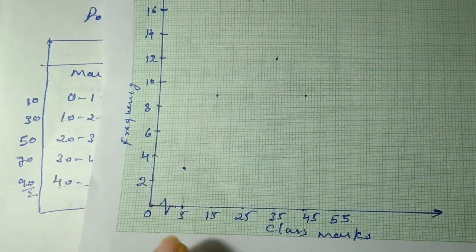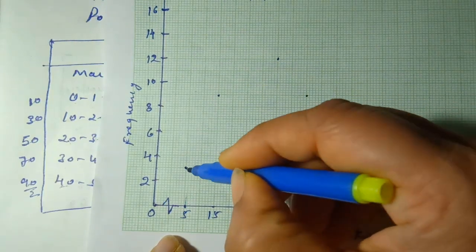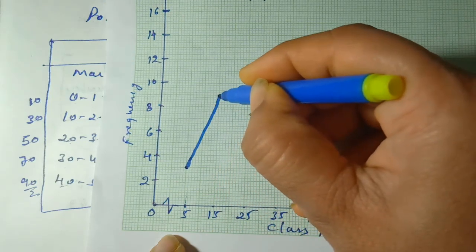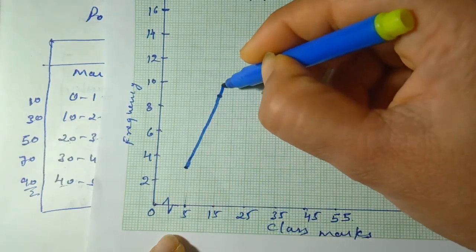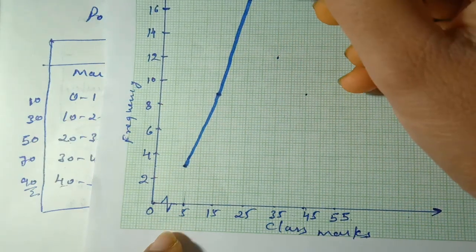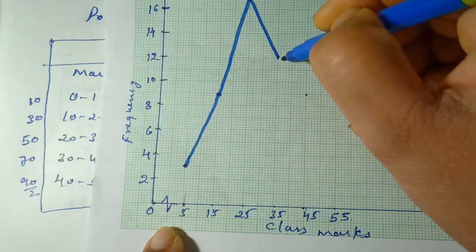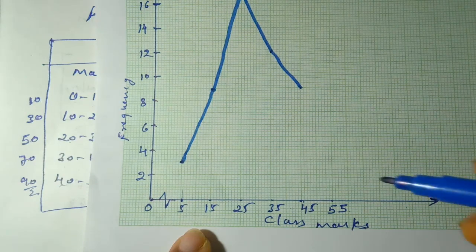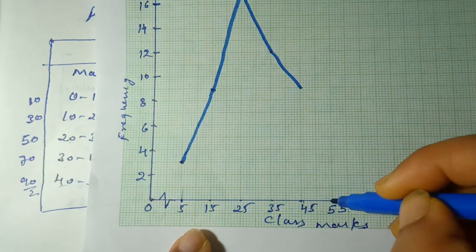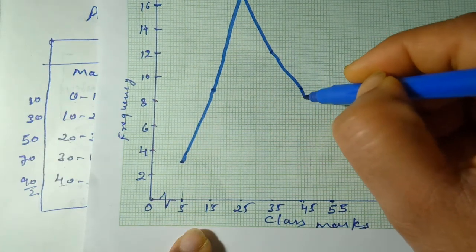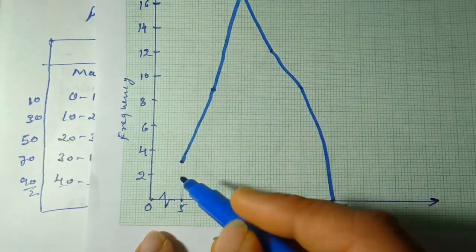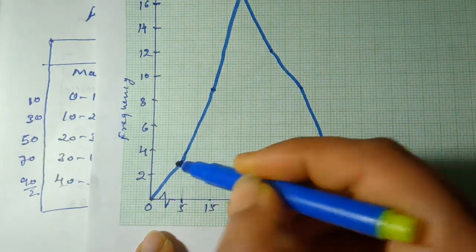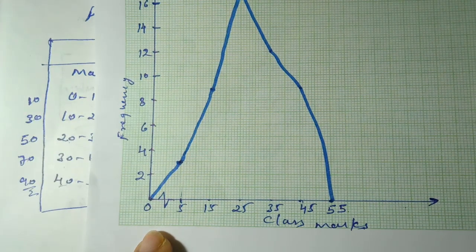Now let us join. These are the points for section A. We are joining. So we can use a different color pen. These, then this point, this, and we have to join it with the x-axis. So on the x-axis we have taken one more point after 45, taking a difference of 10. So connect it over here, and before 5 we have the point 0. So we have to connect it with 0. So this is the graph for section A.